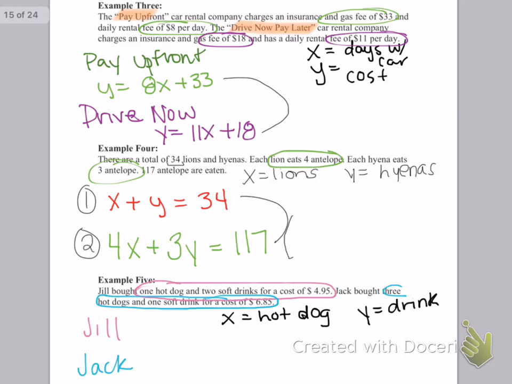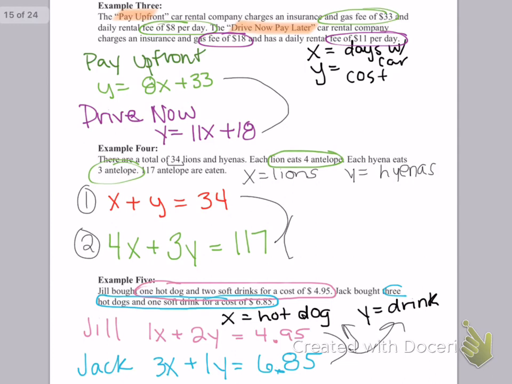So, when we write Jill's, we can see that she bought 1 hot dog. So, that's 1X. She combines it with 2 drinks, and she gets a total of $4.95 spent. But Jack, on the other hand, he bought 3 hot dogs and combined that with 1 soft drink for a total of $6.85. So with these two systems, you could solve how much a hot dog costs and how much a drink costs at that baseball game that they're at.